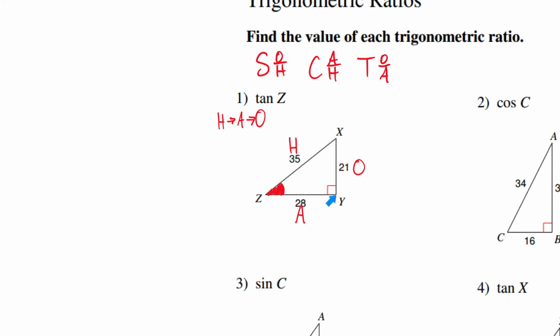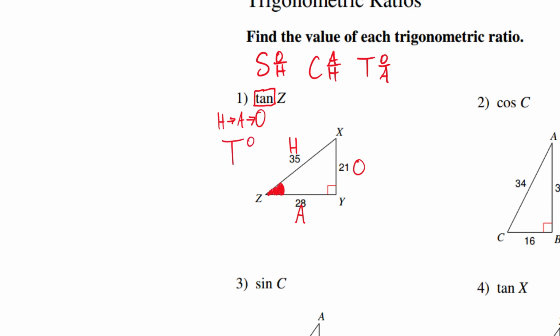Because what? Okay, good. This side right here does not touch the angle at all. And also, after we label the H and A, this one has to be the O. It has to be the opposite. Okay? All right, now, this one is asking for the tangent.